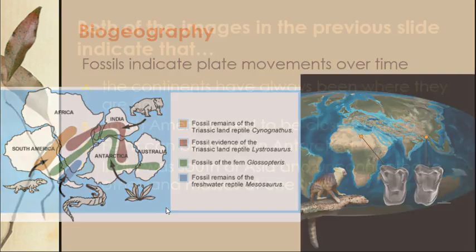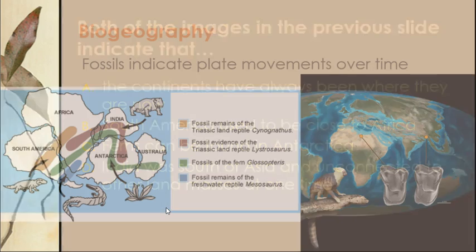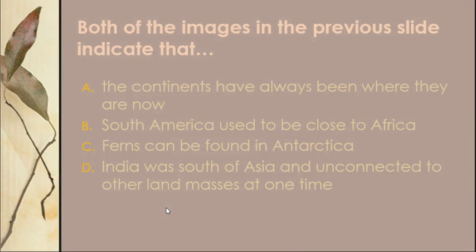All right, so fossils really do indicate plate movements over time, and that's a very helpful thing in addition to just rock structure. All right, so both the images in the previous slide indicate that the continents have not always been where they are now. South America used to be close to Africa. Ferns can be found in Antarctica. India was south of Asia and unconnected to other landmasses at one time. Well, the picture shows that Africa and South America used to be close to each other, and then they split apart, forming the Atlantic Ocean.